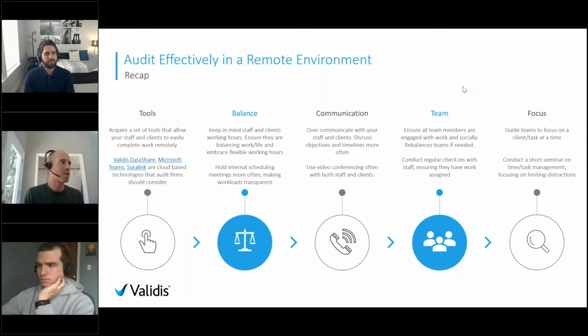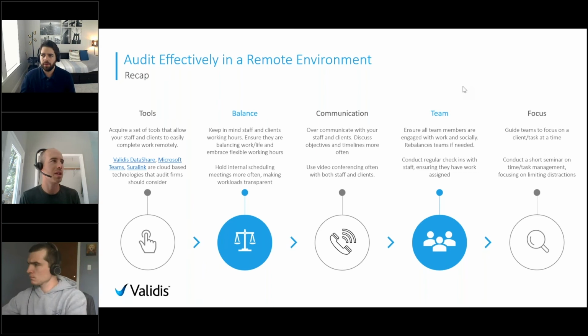Before we get into some quick questions, just to recap what we're speaking about today. Those 5 key areas really being around tools, balance, communication, team, and focus. They all kind of interconnect with each other. When we're talking about tools, really those web-based tools that help you and your clients share information. You've got your balance, thinking about your staff and clients' work-life balance, trying to hold extra meetings, just over communicating, which leads into the next one. Making sure you're discussing objectives and timelines using video conference wherever possible and all the time. From your team's perspective, making sure that they're engaged, both from a work perspective and socially.